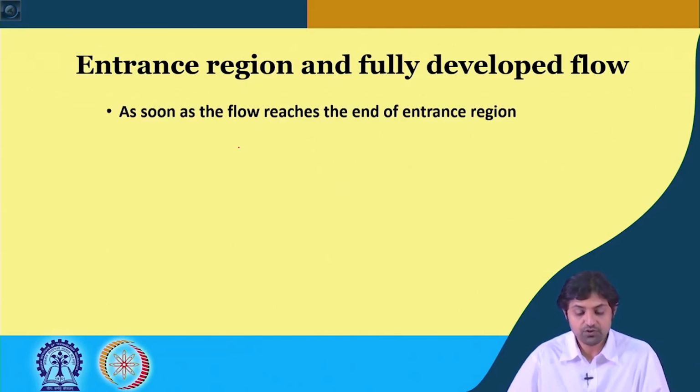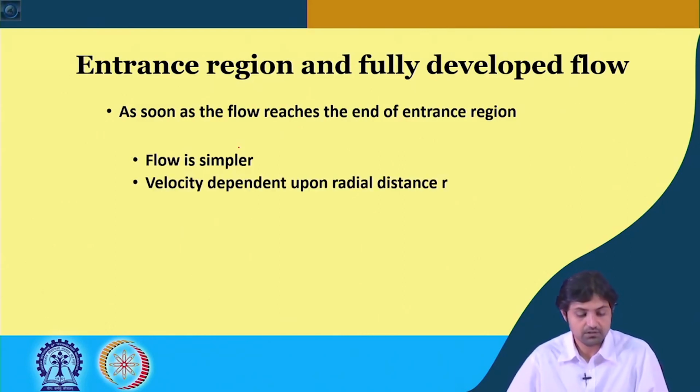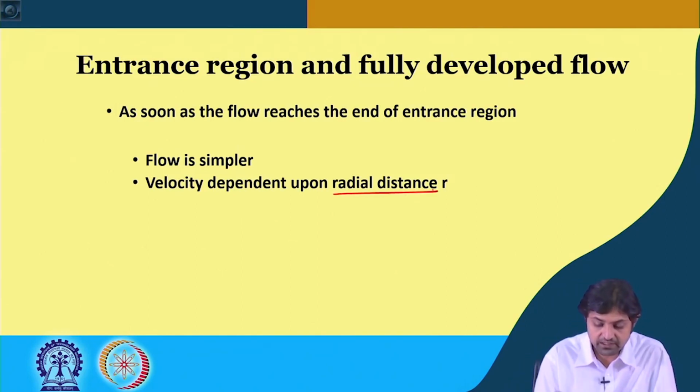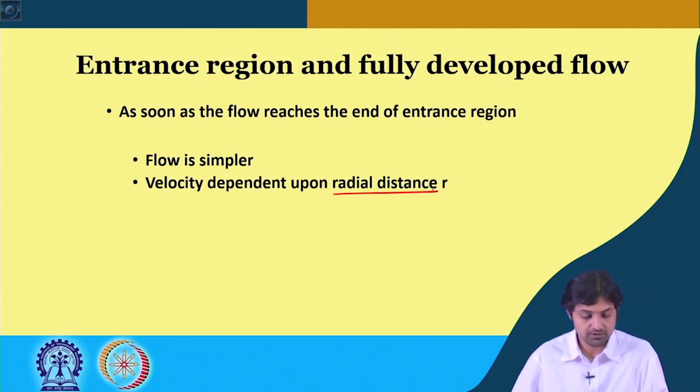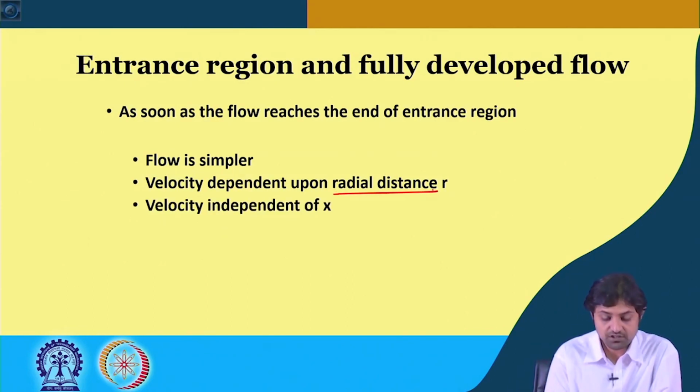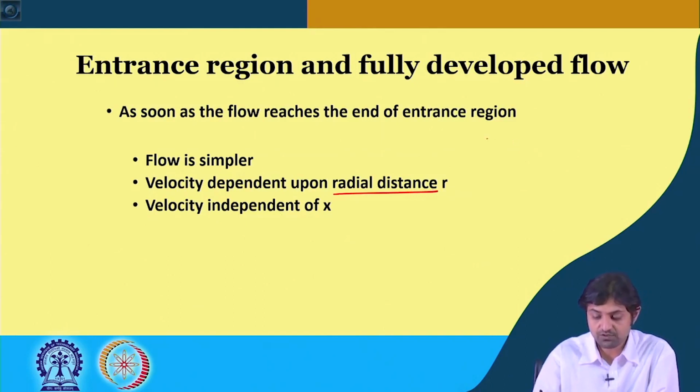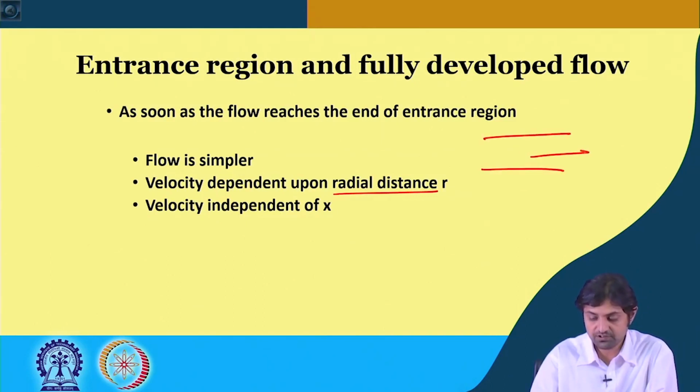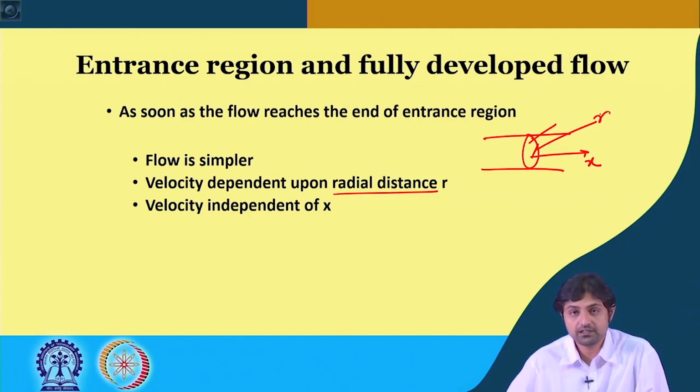As soon as the flow reaches the end of the entrance region, the flow becomes much more simple, and the velocity will be dependent upon the radial distance r, and the velocity will also be independent of x. What is r? This is a pipe, this is x, and because it is a pipe, it is circular, so this is r, the radial distance from the center line.